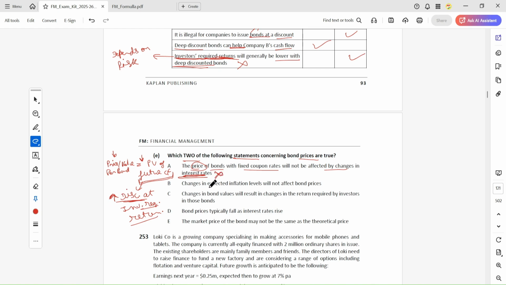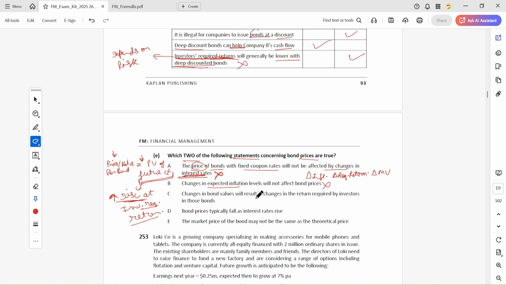Change in expected inflation level will not affect bond price. No, because inflation leads to a change in required return. If inflation increases, the return they are expecting will also change. Okay, so the market value will change.